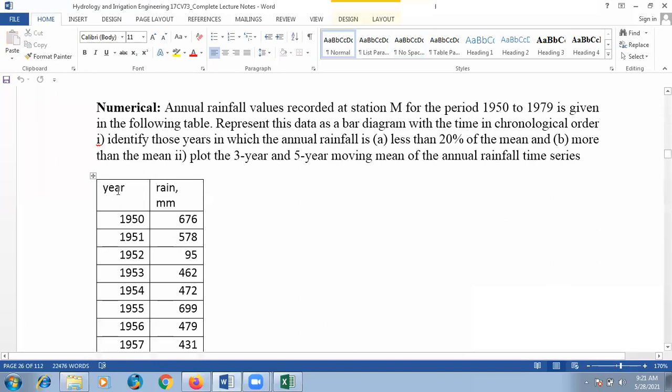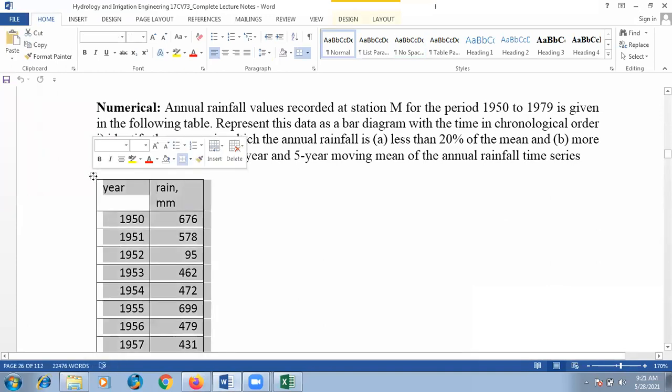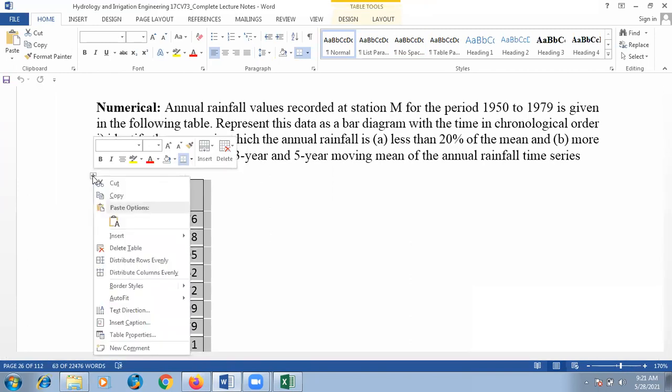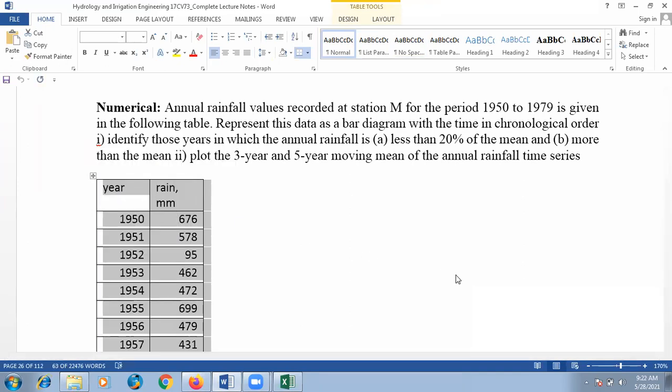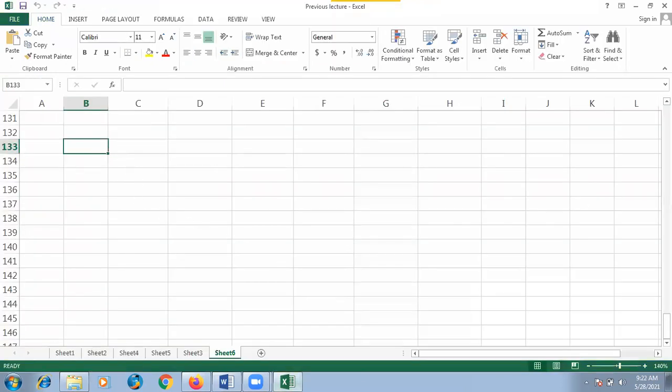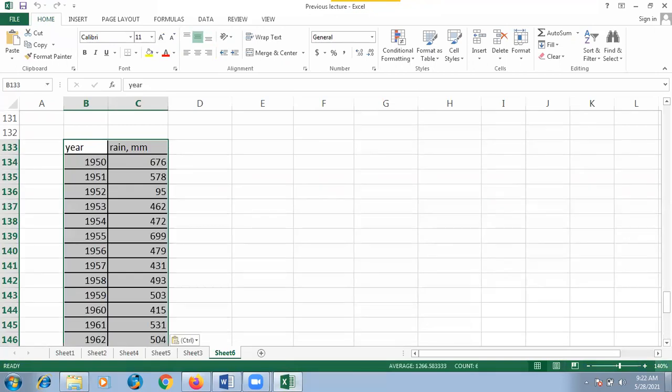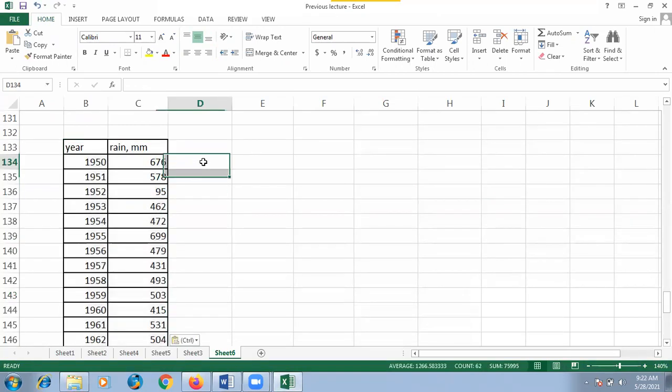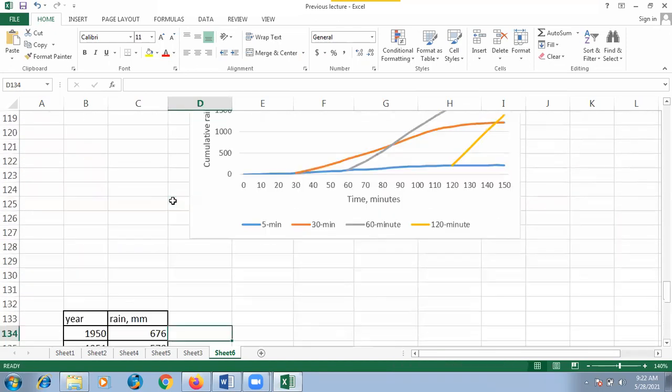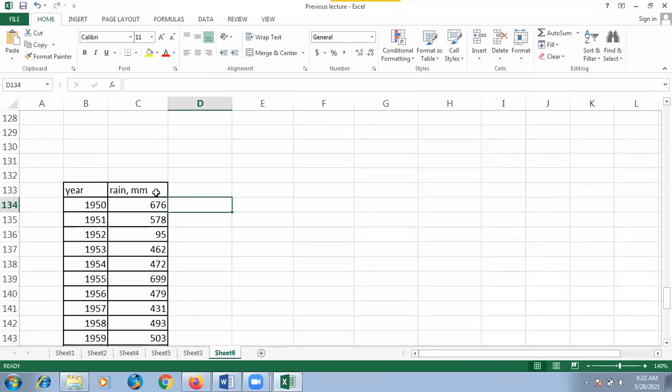So in this context, again, I would seek the help of Excel, whereas in examination you would be doing using calculator and graph sheet. So I will take the number of years and copy to that in Excel. So I have taken for all years here. These are the values of rainfall in mm, annual rainfall in mm for various years.